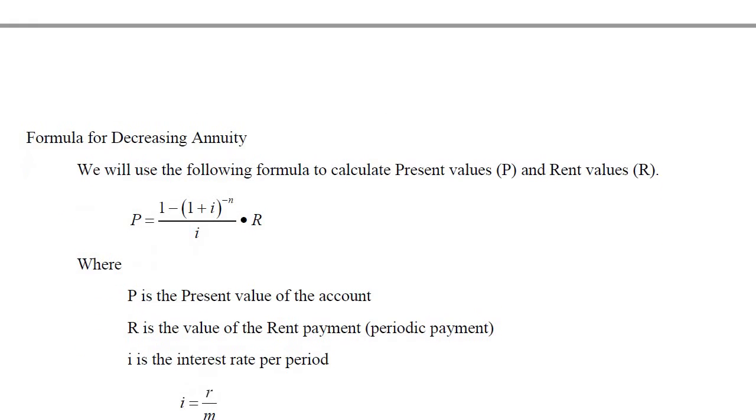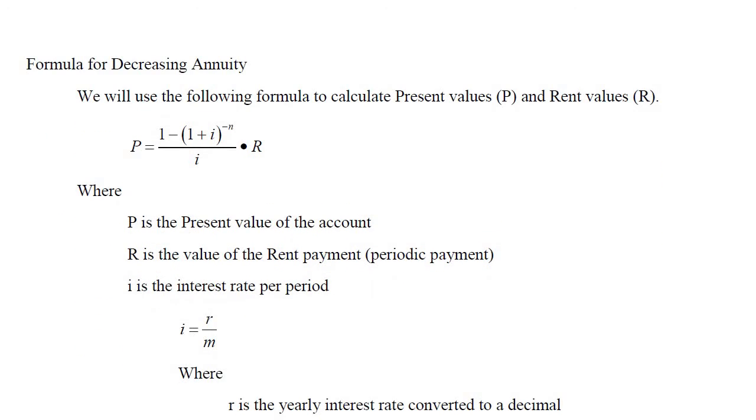Okay, so let's take a look at our decreasing annuity formula. The formula that we'll be using is P, which is our present value, equal to R times this large fraction. In the top we have 1 minus (1 + i) raised to the negative n exponent, over i, where P is the present value on the account, which in this case is going to be the present value of the loan.